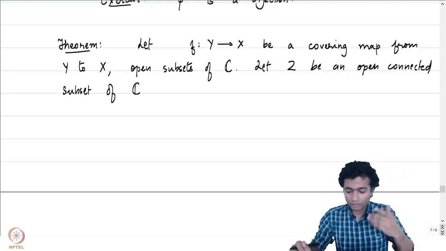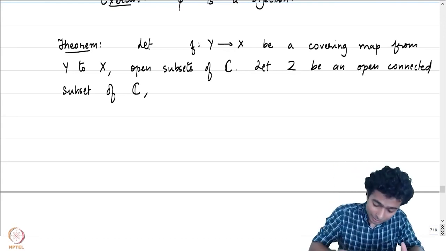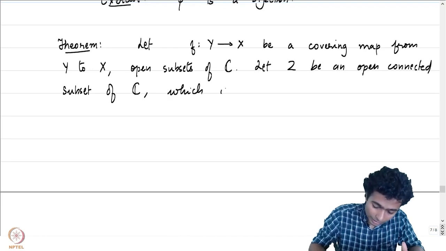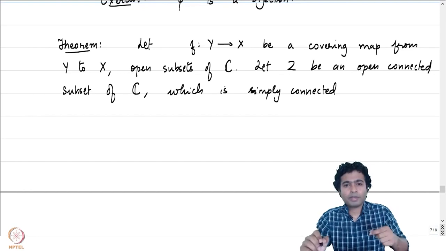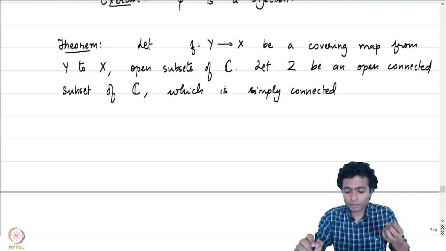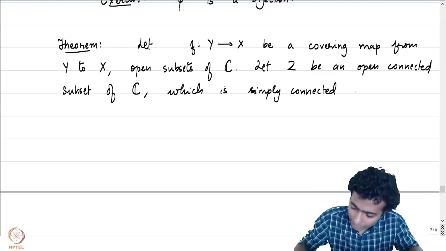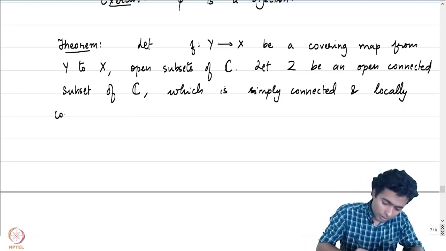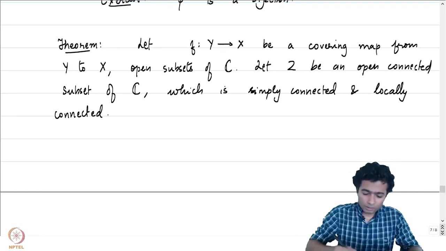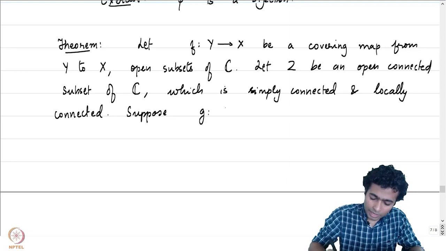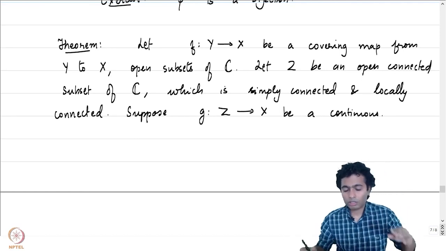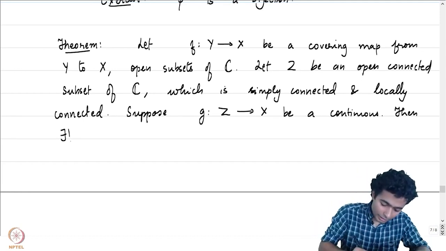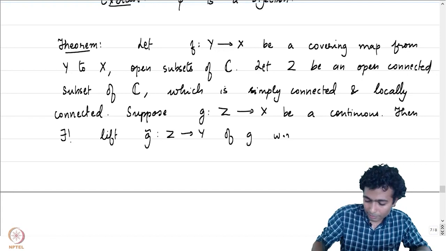And as usual, we will put more conditions on Z, namely that it is simply connected and locally connected. Locally connected basically tells us that given any point in the space and any neighborhood of it, we will be able to get hold of a smaller neighborhood of the point contained in the open set, which is connected. Suppose G is a continuous map from Z into X. Under the hypothesis that we have imposed on Z, we can conclude that there exists a unique lift G tilde from Z to Y of G with respect to F.